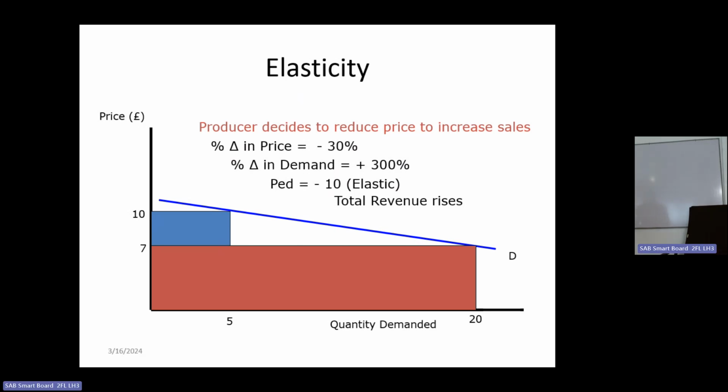So if there is a decline in the price, revenue rises. But if we increase the price from 7 to 10, there will be a reduction in revenue. So that's why it's not advisable when demand is elastic. Okay, is it clear? Reduction in price is a good move and advisable.